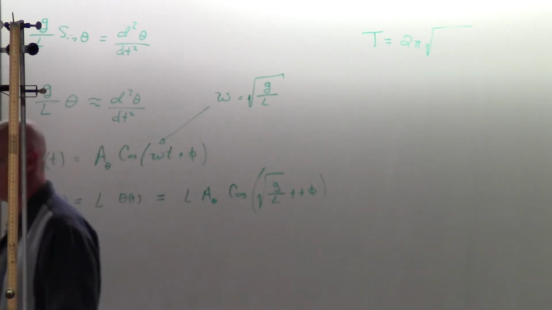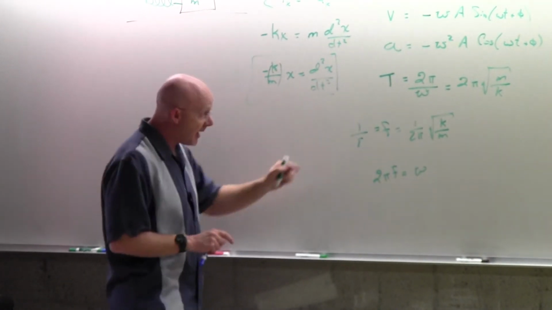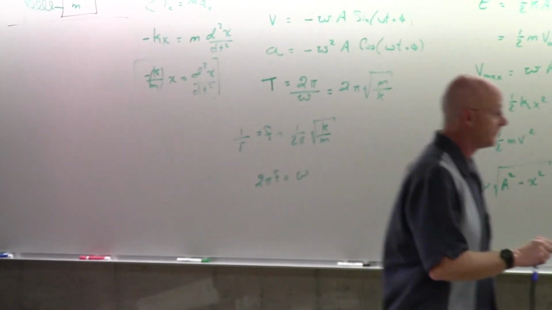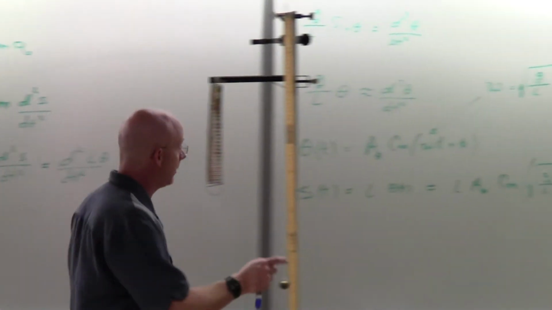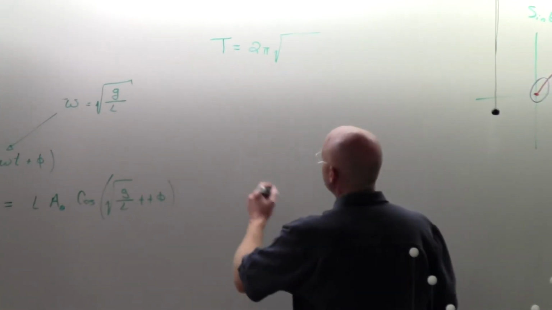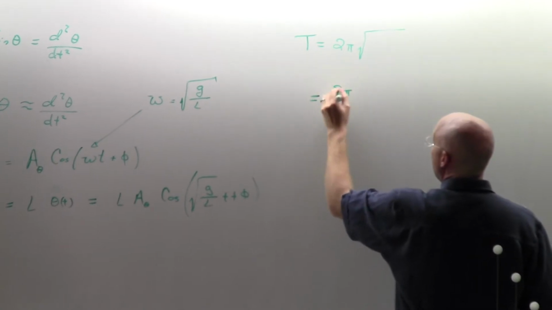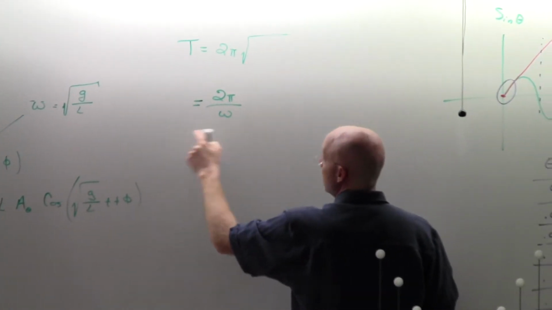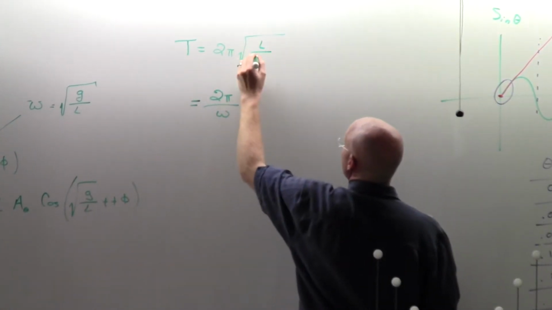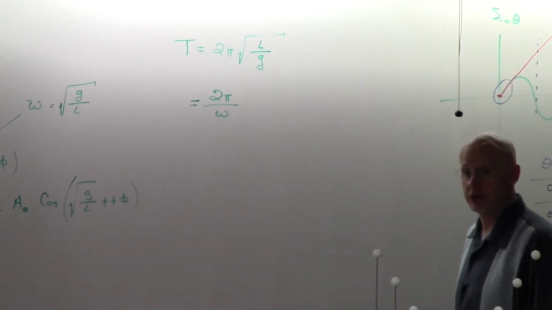2 pi root L over g. Yeah, and so here we want to be a little bit careful. It's not just the effective K. We're replacing K over M with... where'd it go? Well, I guess there it is. Maybe I should have written it as 2 pi over omega. So when you take the reciprocal of omega there, you get an L over g there.